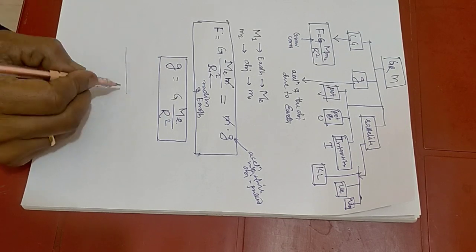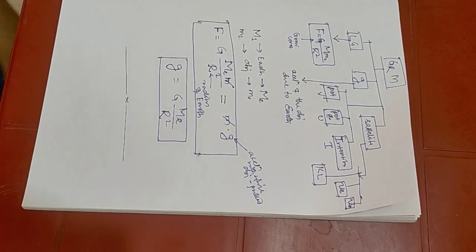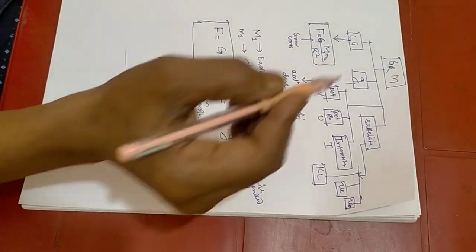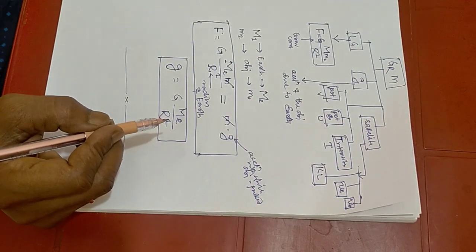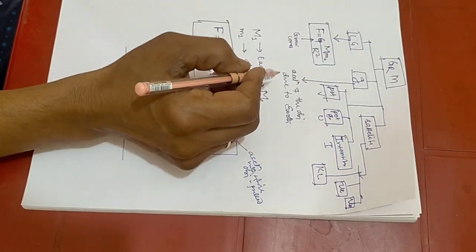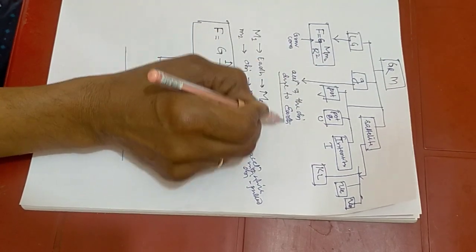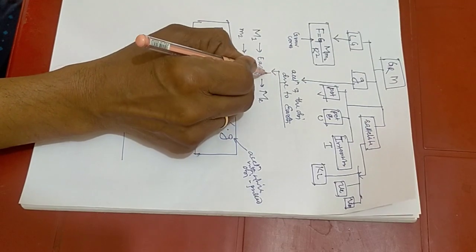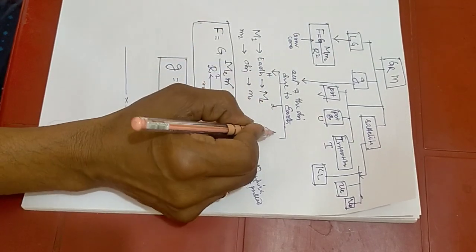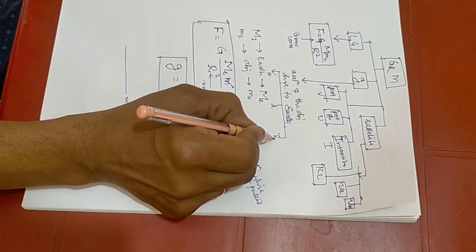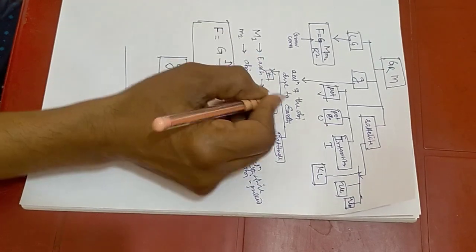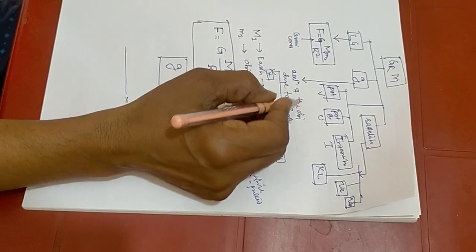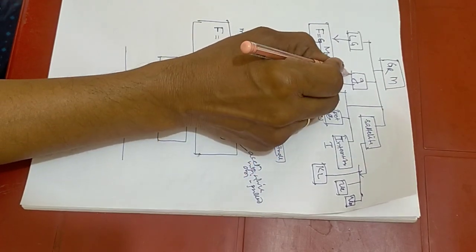The last one will be variation of g, variation of g due to height, due to depth, and due to latitude.